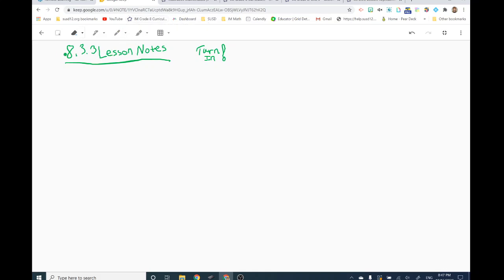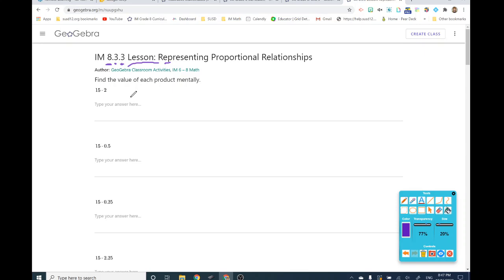Label the top of your paper 8.3.3 Lesson Notes. After this lesson, you are required to turn in your notes, so do a good job. Remember, you're probably not learning if you're just listening and waiting for me to show you the answers. Make sure you do it yourself.